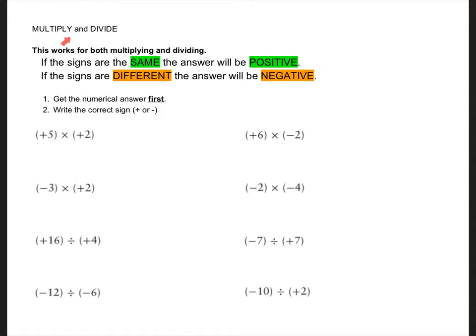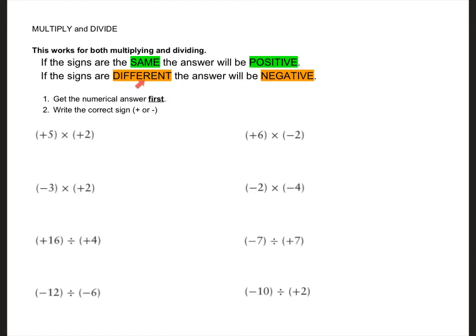Okay, let's look at multiplying and dividing. Okay, so multiplying and dividing is easier than adding and subtracting. Okay, these rules here work for both multiplying and dividing. So if the signs of the integers are the same, our answer is going to be positive, okay, no matter what. If the signs are different, then the answer is going to be negative, okay?